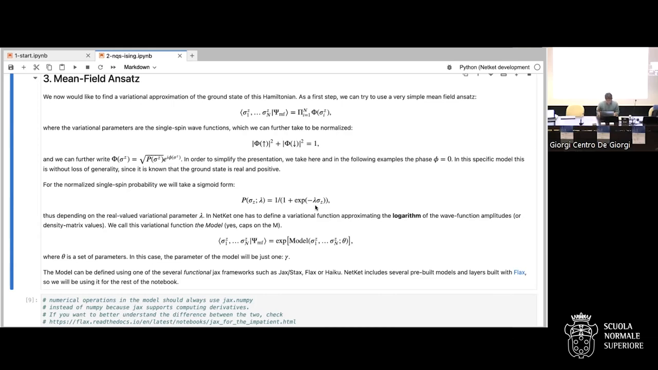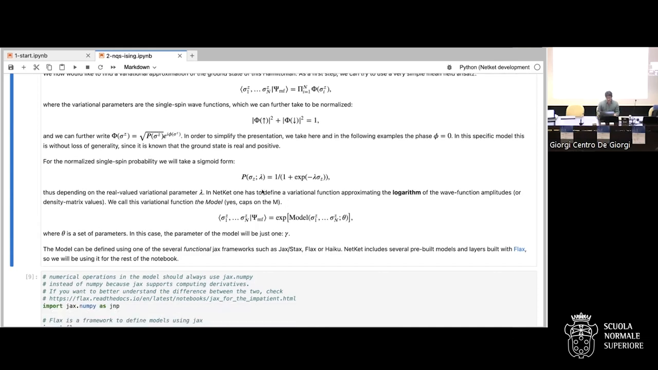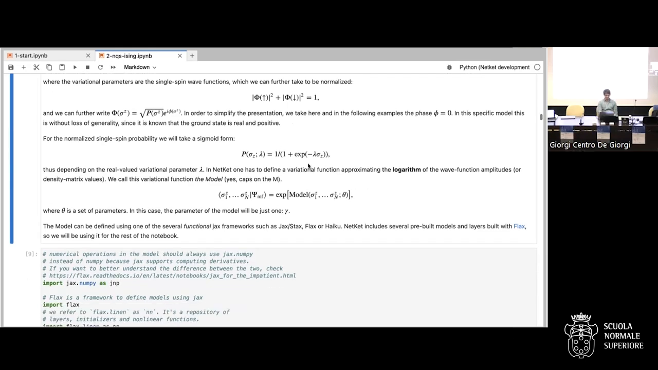Anyway, so mean field, I will just show that. Essentially, we have a single parameter, like the lambda, which gives you the magnetization here. And we can take our mean field model, right? I said that we are encoding the logarithm of a wave function. So I could say that my neural network, my super complicated neural network with one parameter, is giving me the logarithm of this probability. Essentially, it's encoding the probability to be up or down, okay?